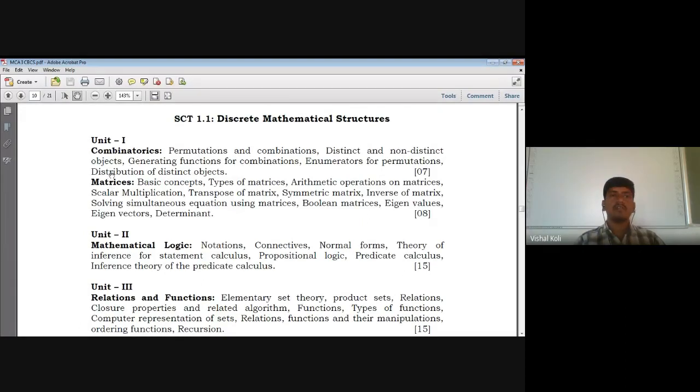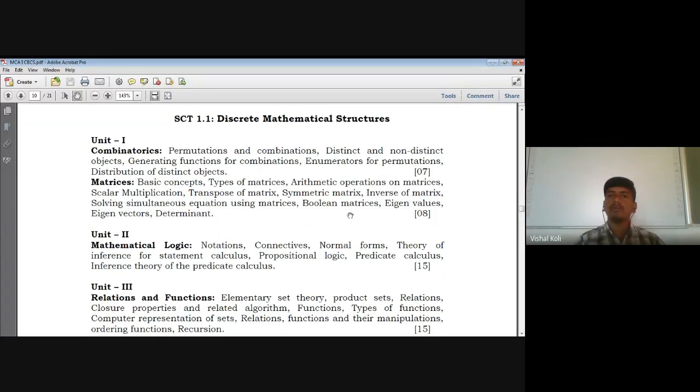And the second point in the first unit will be matrices. Here we have to see the actual definition of a matrix, the types of matrices, arithmetic operations on matrices, scalar multiplication of two or more matrices, and transpose of a matrix. Suppose A is a matrix, then we have to see what is the transpose of that matrix. Next is symmetric matrix, inverse of a matrix, and solving simultaneous equations using matrices. There are two types of equations, either homogeneous or non-homogeneous. We have to see these two types by taking examples.